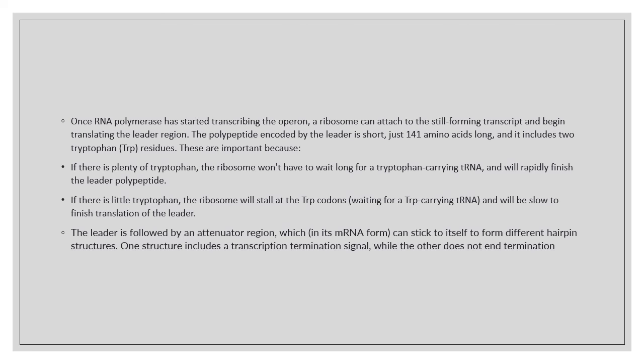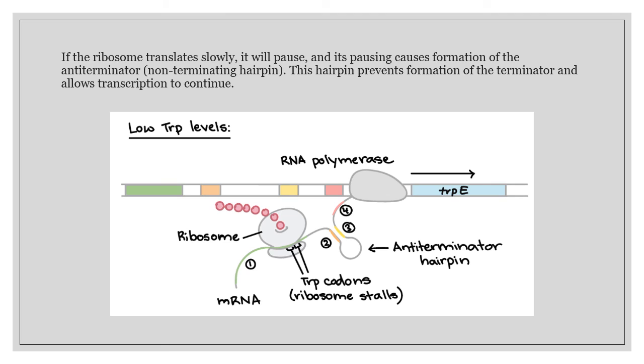sequence. So the leader sequence is followed by the attenuator region, which can stick to itself to form different hairpin structures, and one structure includes a transcription termination signal while the other does not end transcription. If the ribosome translates slowly, it will pause, and its pausing causes the formation of the anti-terminator. And this hairpin prevents the formation of the terminator and allows transcription to continue.